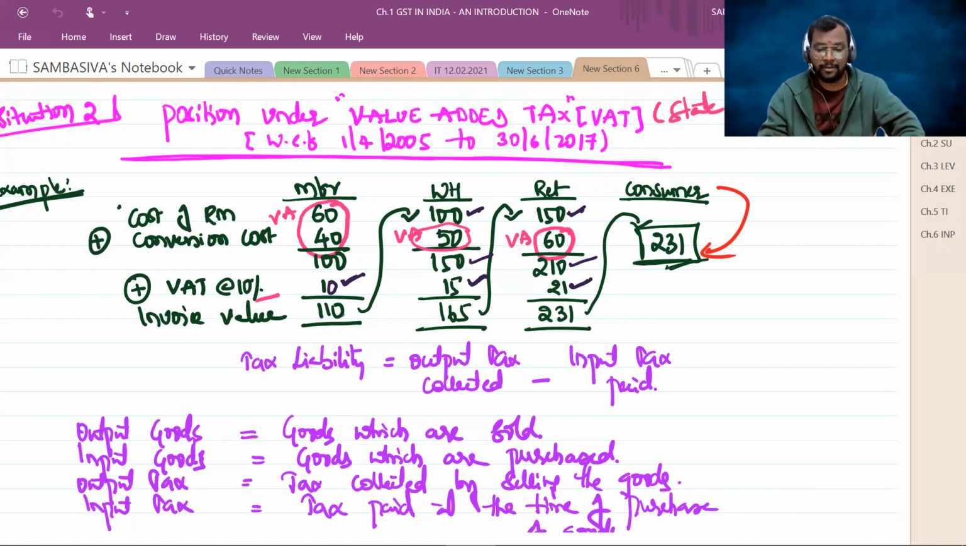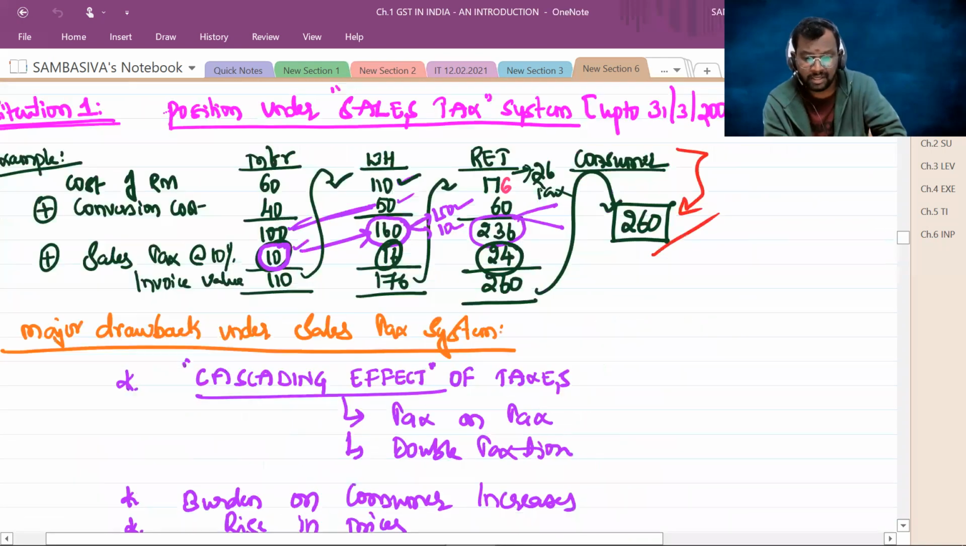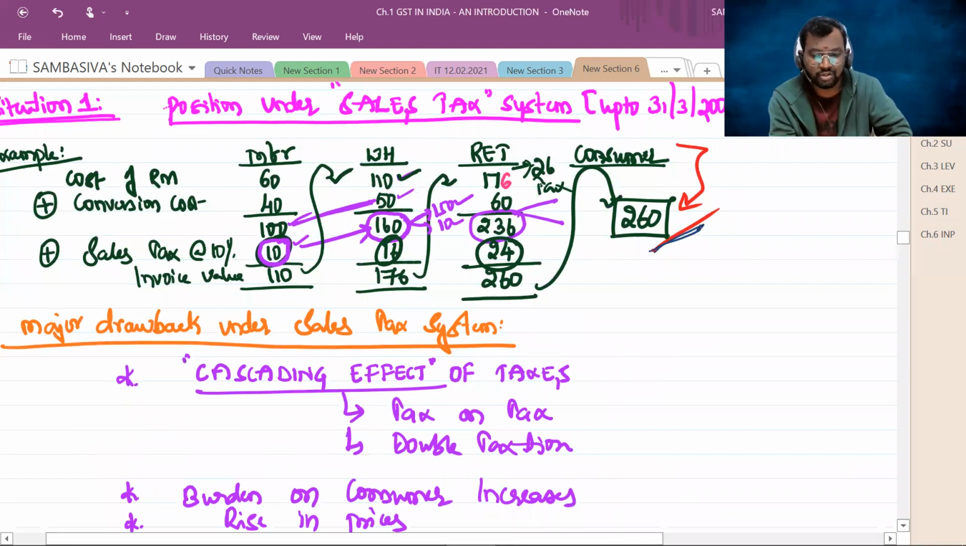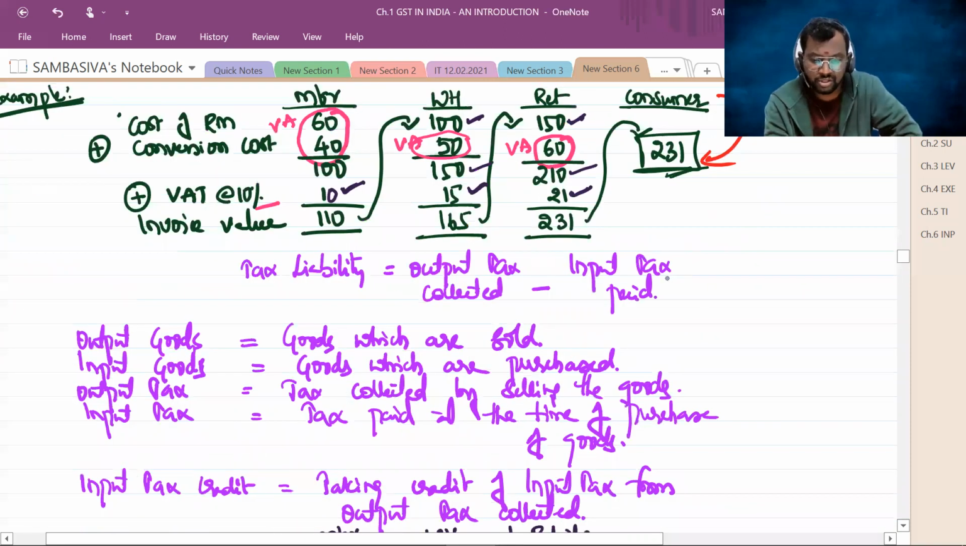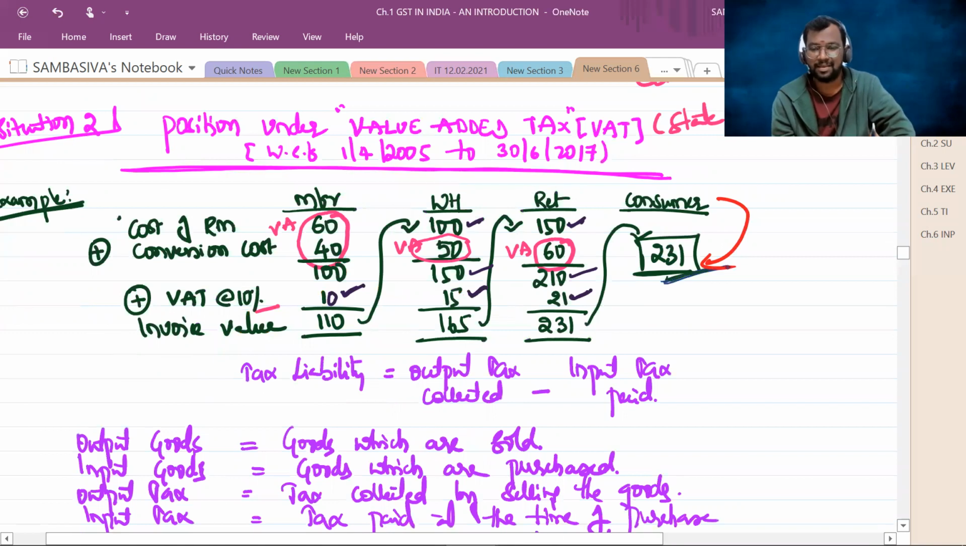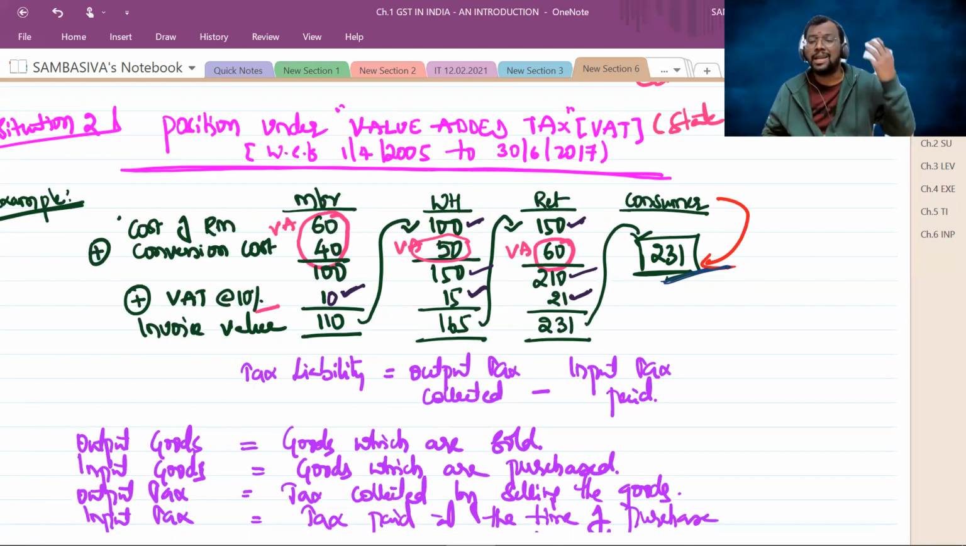So thereby you can see the burden on the consumer decreases, and there is no rise in prices. In fact, the prices are reduced. Earlier you can see the selling price to the consumer was 260 rupees, and now the selling price to the consumer is 231 rupees. So drastically reduced to the tune of 29 rupees. Under the sales tax system, selling price to the consumer 260. Under the VAT system, selling price to the consumer 231. So 29 rupees reduced, no rise in prices, ultimately no inflation.